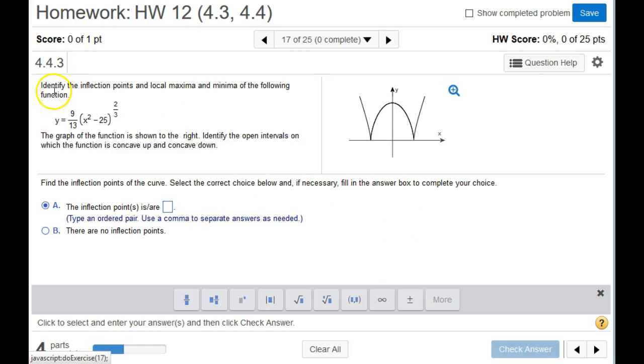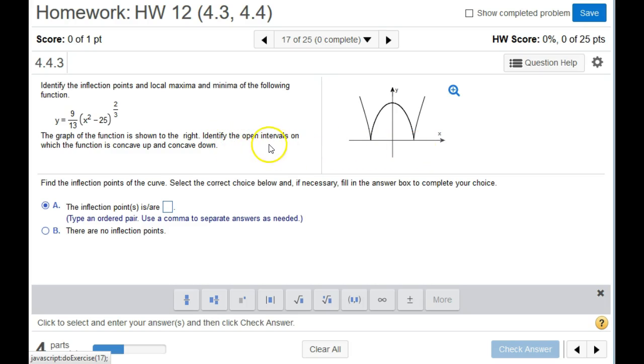In this problem, we're supposed to identify the inflection points and local maxima and minima of the following function. The function is y equals 9/13 times the quantity x squared minus 25 to the 2/3 power. They give you a graph here on the right. You don't necessarily need it to go through all the work, but it's nice to see that and to know that your work looks right once you get these exact values.